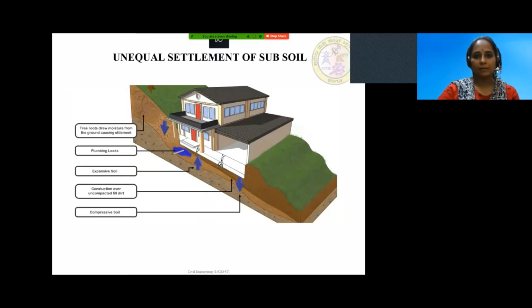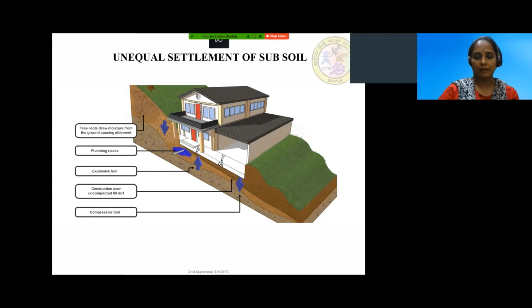So, unequal settlement of subsoil. So what's happening here? See, tree roots draw moisture from the ground, causing the settlement. See, so tree roots are taking water from this subsoil. Because of that, it's drawing the moisture from it. Again, the plumbing leakage. Okay, plumbing leakages.